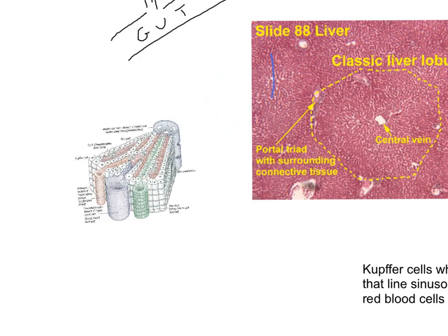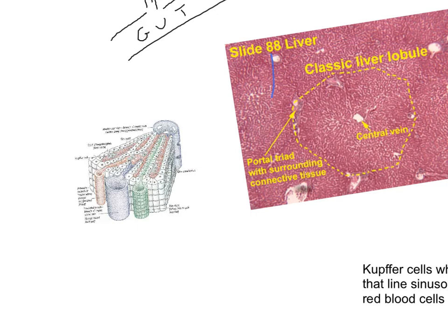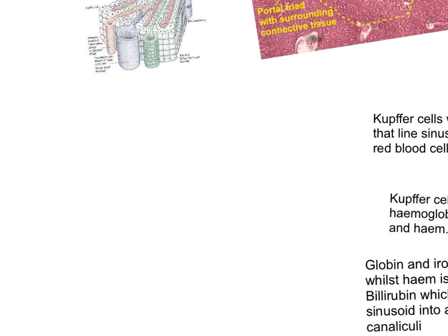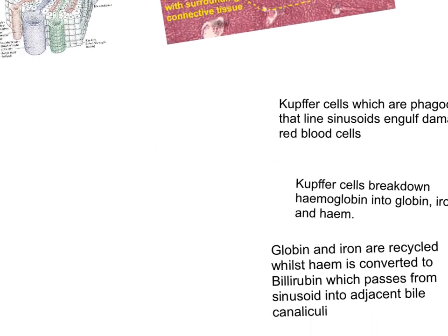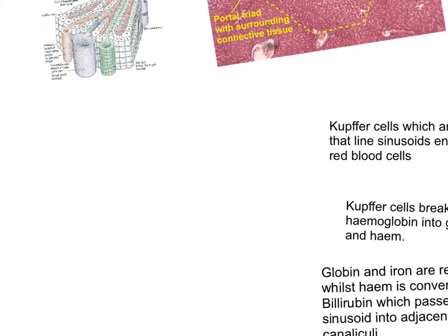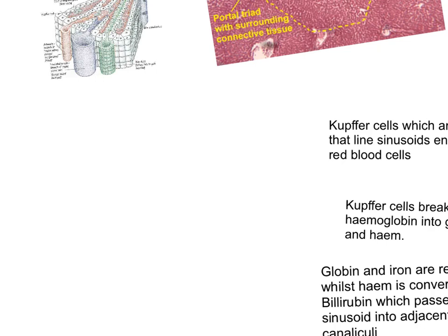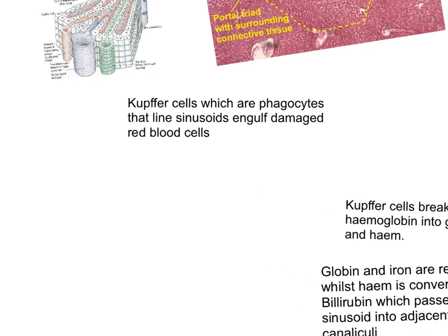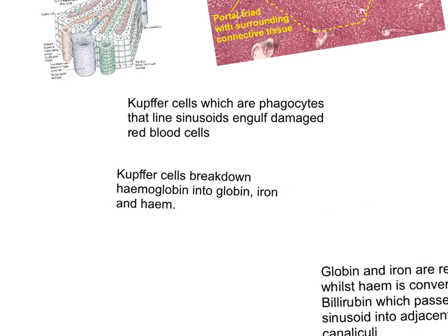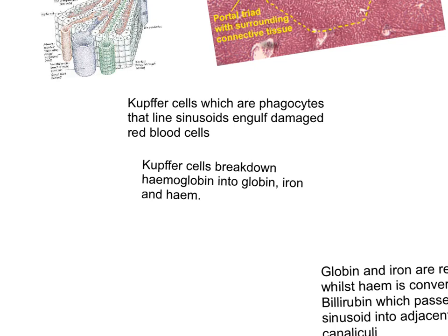So, just putting some of those words together just to summarise all of that. If I look at here, so Kupffer cells. Kupffer cells, which are phagocytes, line sinusoids, engulf damaged red blood cells. The Kupffer cells then break down hemoglobin into globin, which is essentially the protein part of the molecule, iron, and the prosthetic group, which is called heme.